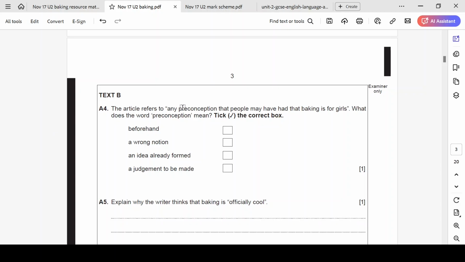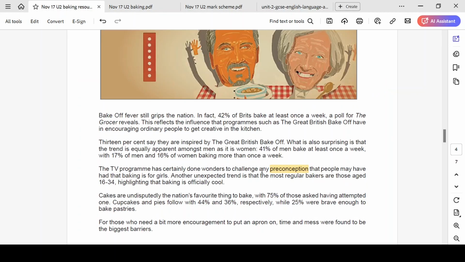So the article refers to any preconception that people may have had that baking is for girls. What does the word preconception mean? So I've already highlighted that. I found it in text B. Here it is. The tip I'd give you for this kind of question is always read the whole sentence that the word features in. And in fact, sometimes I'd even read the sentence before the sentence that it's in and the sentence after it. So in this case, the TV program has certainly done wonders to challenge any preconception that people may have had that baking is for girls.